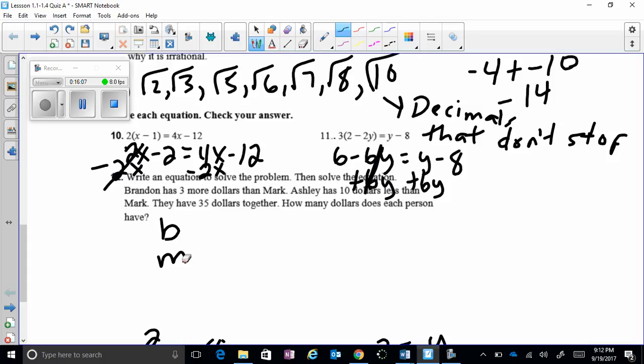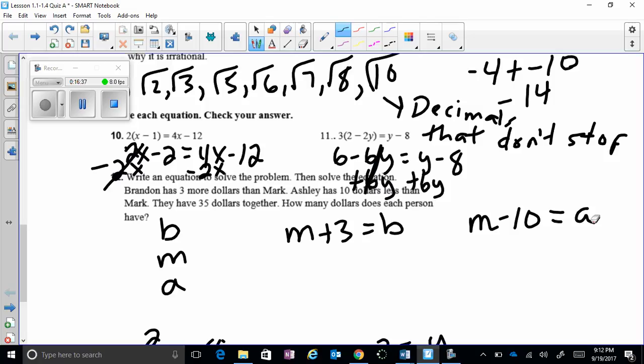Now let's set up the relationship that sentence sets. So Brandon has 3 more than Mark. So however much money Mark has, if I add 3 to that, I'm going to get how much Brandon has. So that is that relationship. And now we have a third possibility. We have Ashley. Ashley has $10 less than Mark. So however much Mark has, if you take 10 away from it, you're going to have how much Ashley has.